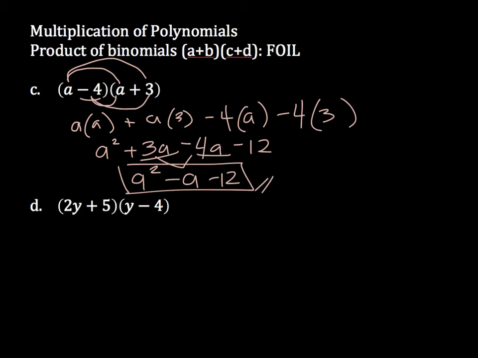Looking at this example down here, I'm going to do the same thing. I'm actually going to rewrite it so I have more space. (2y plus 5) times (y minus 4). Okay. First, 2y times y.